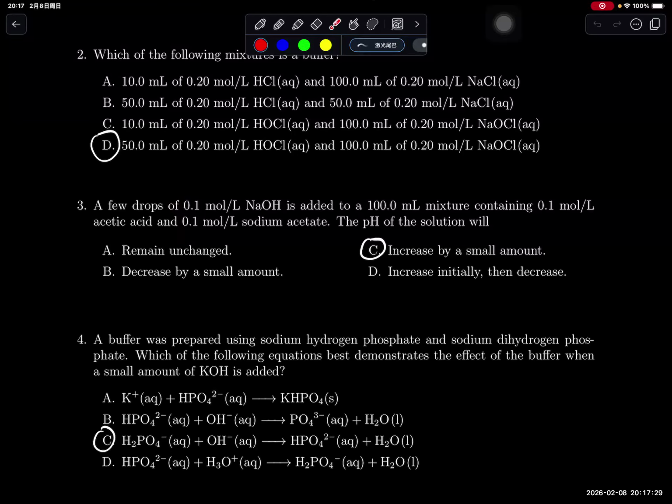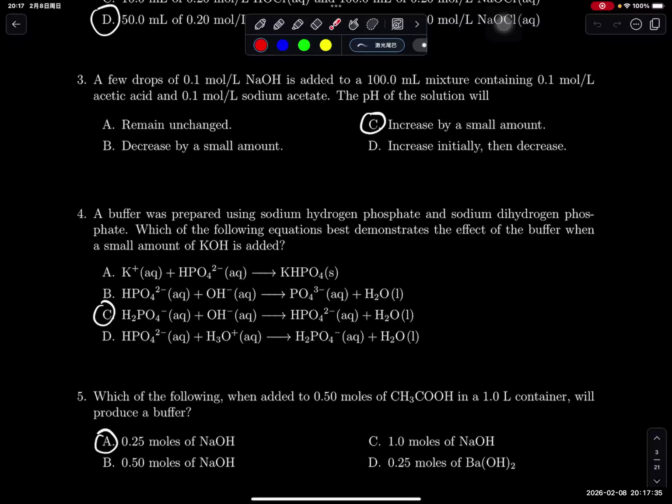Question four: a buffer was prepared using sodium hydrogen phosphate and sodium dihydrogen phosphate. Which of the following equations best demonstrates the effect of the buffer when a small amount of potassium hydroxide is added? Although in class we mentioned that adding an excess base or an excess acid into a buffer system should be treated as an equilibrium shift, that's the most reliable and most beneficial way for you to get marks in the exam, because you can mention LCP and all that.